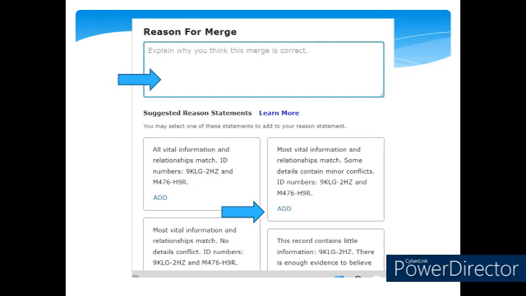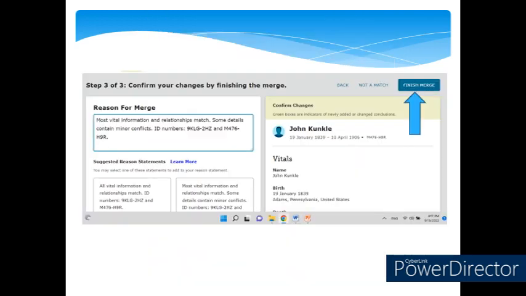Page 3 of the process requires the user to explain why it is felt that they are the same person. This can be done in the block or by clicking the add icon below one of the 4 suggested reasons provided below the reason box. Once the reason has been entered and checked, proceed by clicking on Finish Merge. At any point prior to clicking on Finish Merge, it is possible to stop the merge.